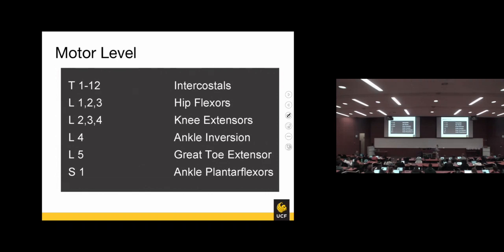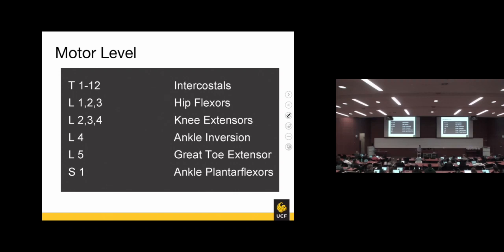Now, what about motor levels? So this is where do the nerve roots go kind of question, all right? So T1 through 12 go to the intercostals. L1, 2, and 3 give you hip flexion. Do you remember what that muscle is? Psoas muscle, iliopsoas, right. And why is it called iliopsoas? Right, because it starts off.